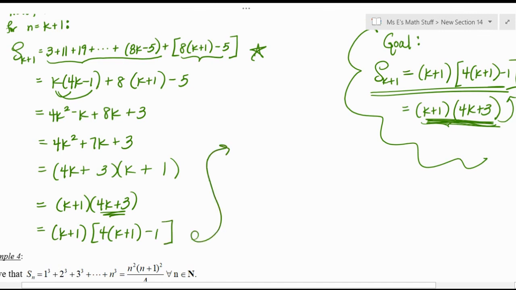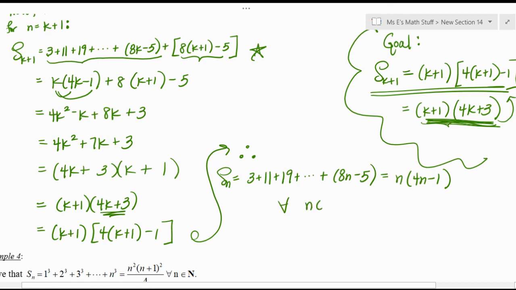There we go. Therefore, our conclusion is S sub n, which was defined as 3 plus 11 plus 19, all the way up to 8n minus 5, is indeed equal to n times 4n minus 1. And that would be true for all n from the natural number set. And we proved that by mathematical induction.